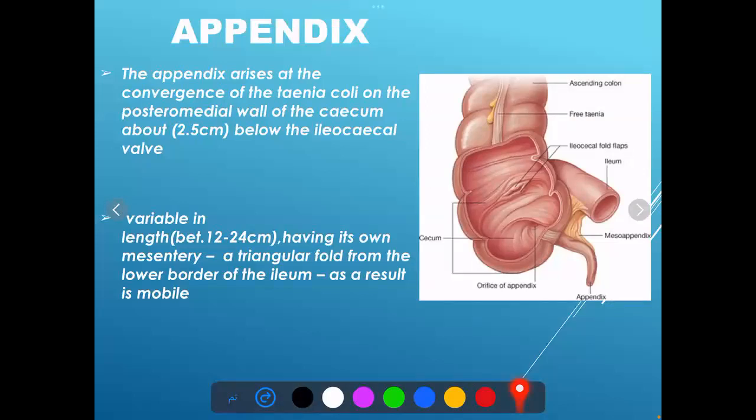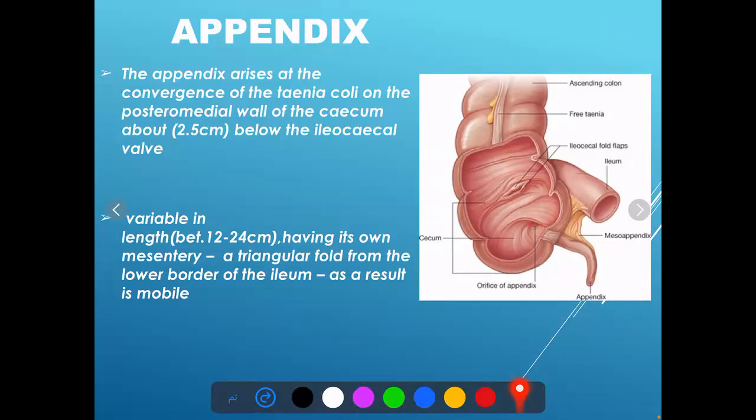Our second subject is the appendix. The appendix arises at the convergence of the taeniae coli on the posterior medial wall of the cecum, about 2.5 cm below the ileocecal valve. This is the orifice of the appendix, and this is the ileocecal valve. The orifice of the appendix is about 2.5 cm below the ileocecal valve.